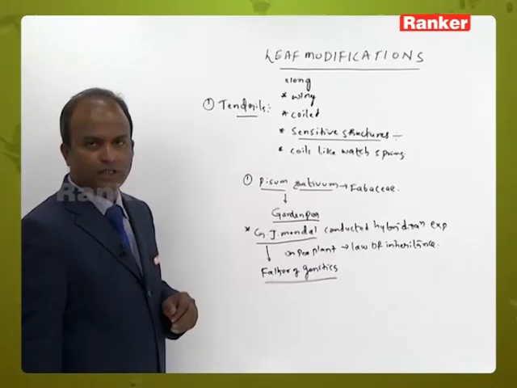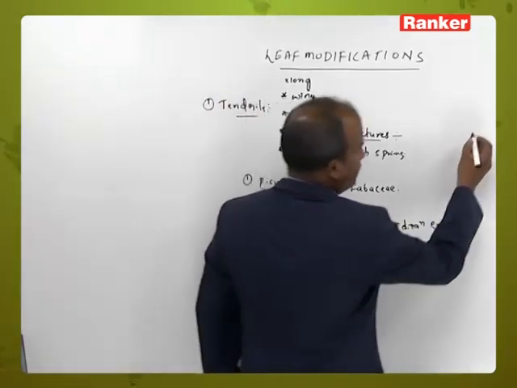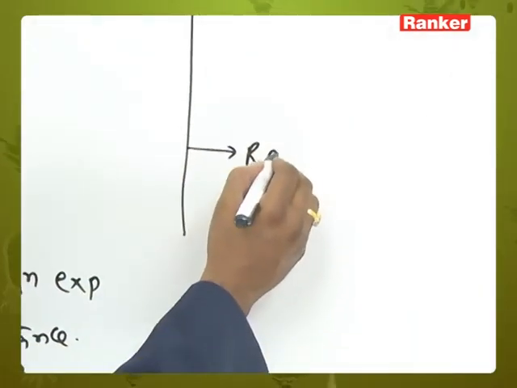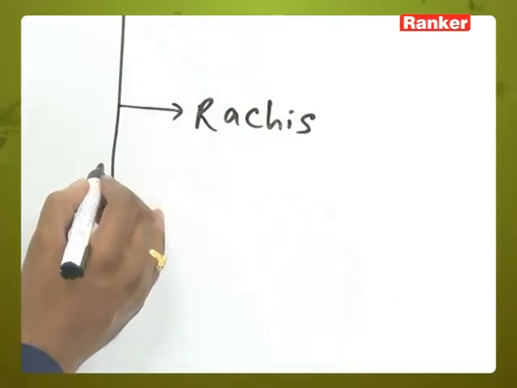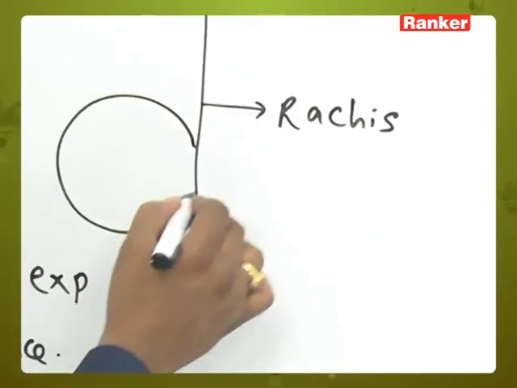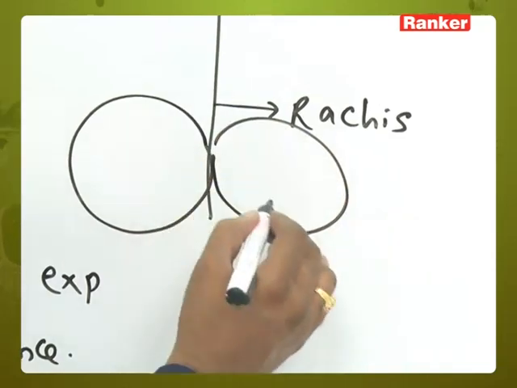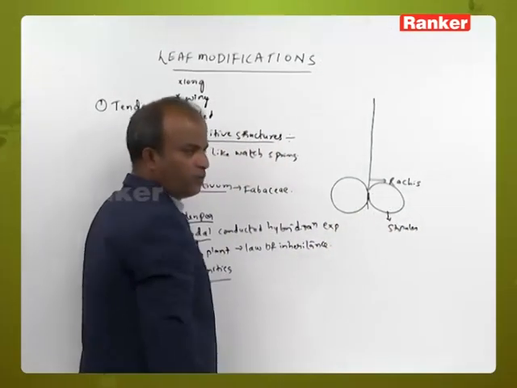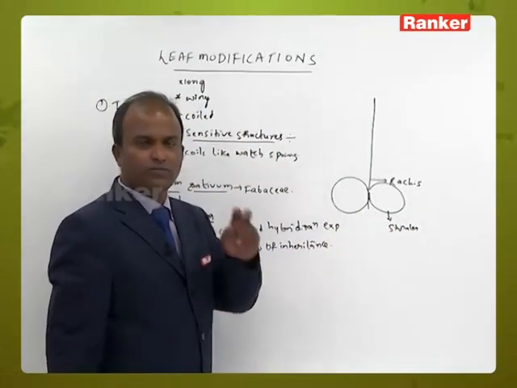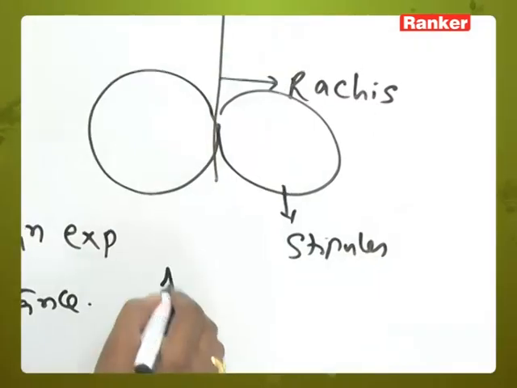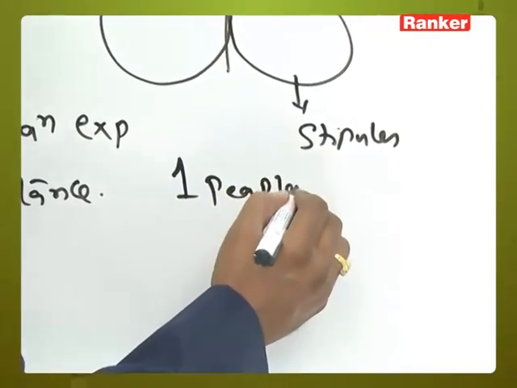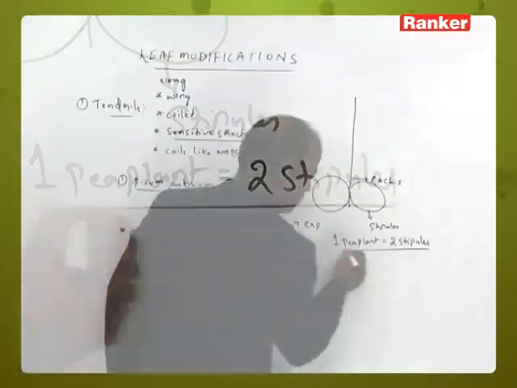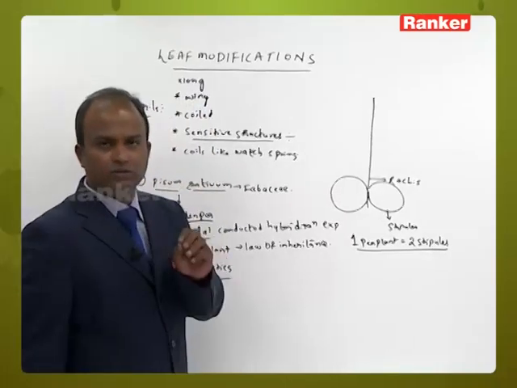And in this Pisum sativum plant, this is the rachis. On this rachis, stipules are present. One pea plant has how many stipules? Two stipules.